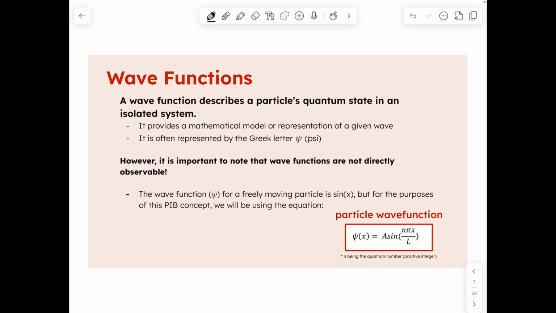For a lot of different models, a wave function resembles a sine of x function. For the purposes of our particle in a box model today, we're going to be using this specific equation. The wave function is equal to A times the sine of n pi x over L, where n is the quantum number. It is important to note that wave functions are not directly observable, so we can't actually directly measure anything from a wave function. It's not going to give us a lot of useful information about the location of a particle on its own. However, there are some really cool ways that we can manipulate wave functions to figure out something about that particle.